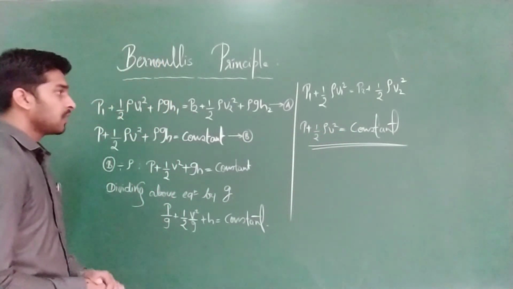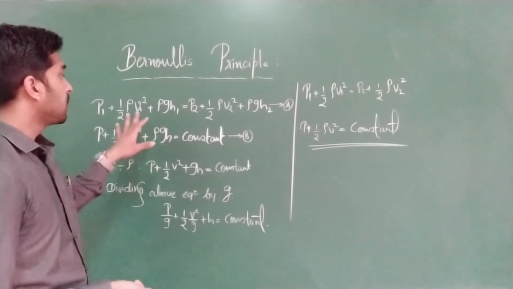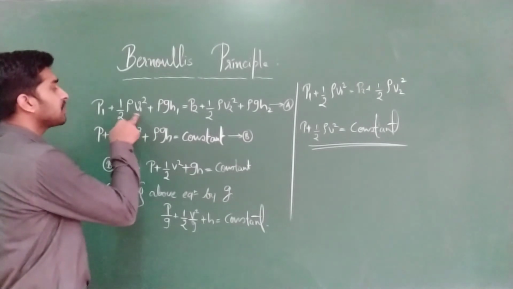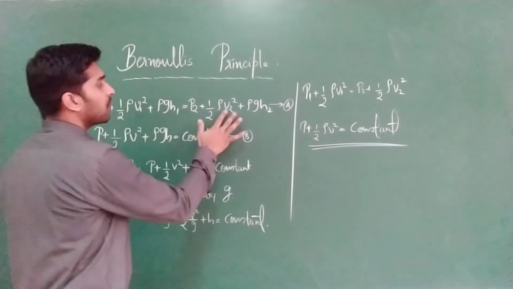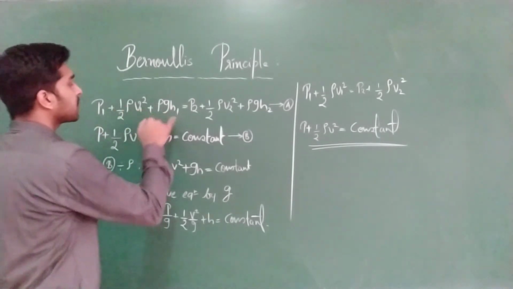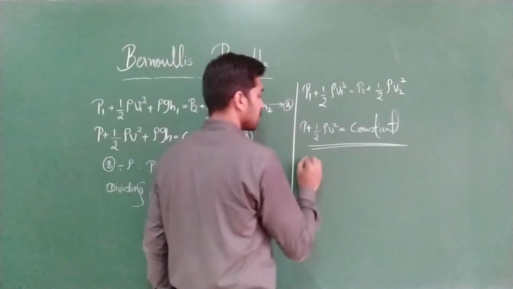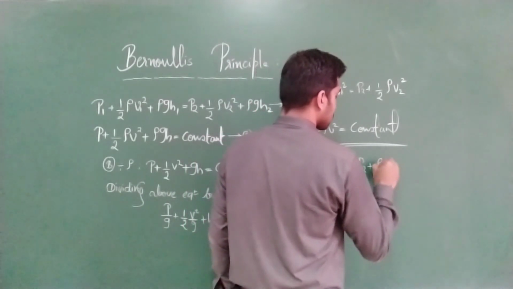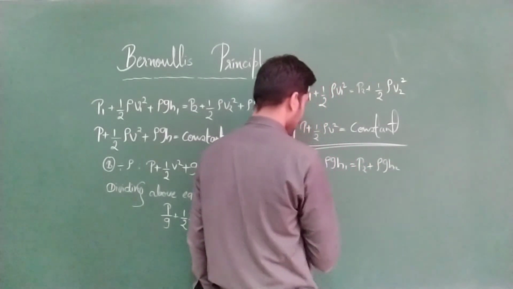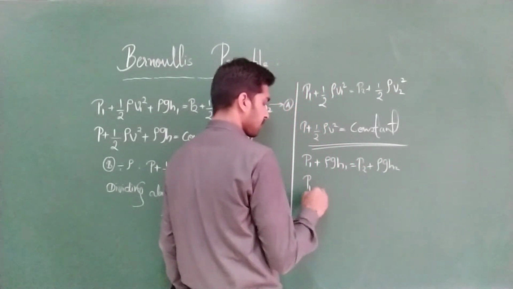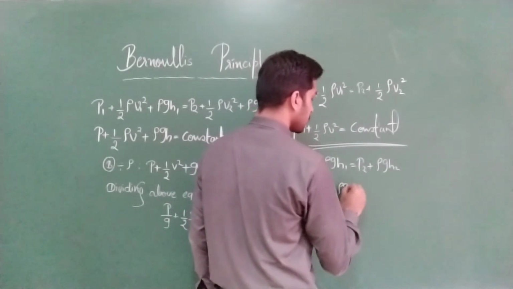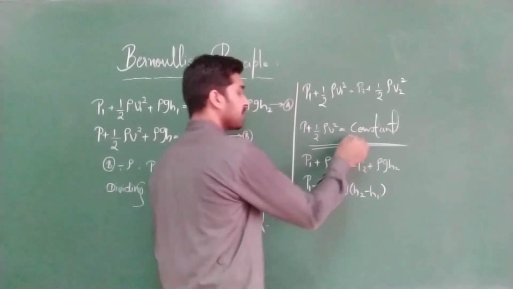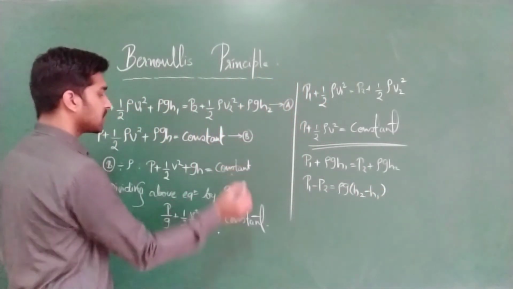Next, if the fluid is not moving, the velocity value will be equal to 0. So what is remaining? P1 plus rho g H1 is equal to P2 plus rho g H2, or P1 minus P2 is equal to rho g (H2 minus H1). These are all different forms of Bernoulli's theorem.